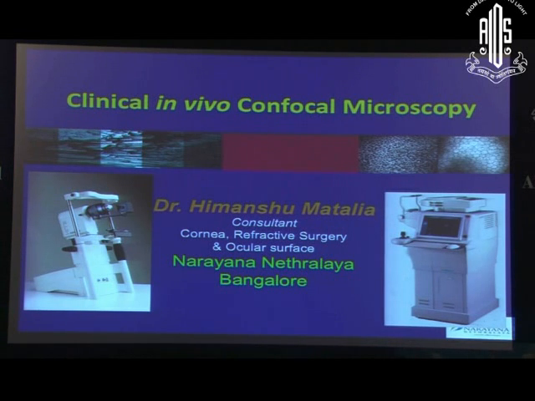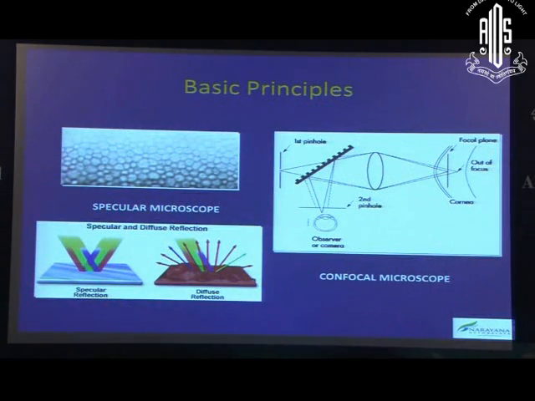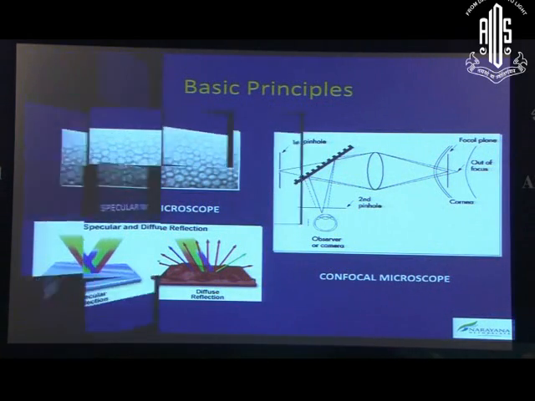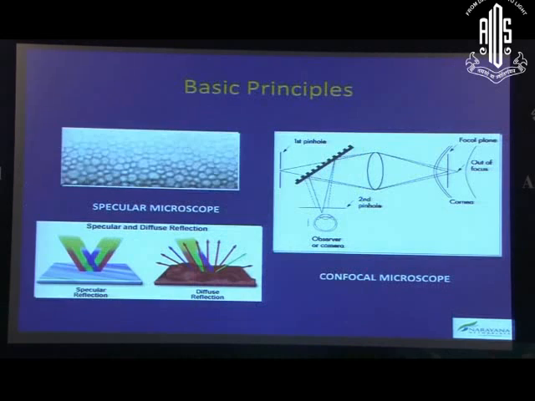I do not have too much time, but let's go through something about confocal microscopy. Confocal microscopy is basically a big brother of specular microscopy. Here in confocal microscopy, the principle is that a very bright light comes out, passes through a mirror, passes through a lens, which focuses it on the cornea.